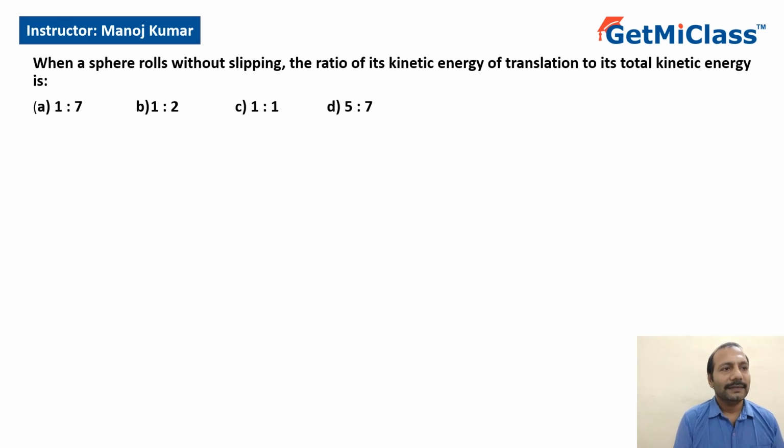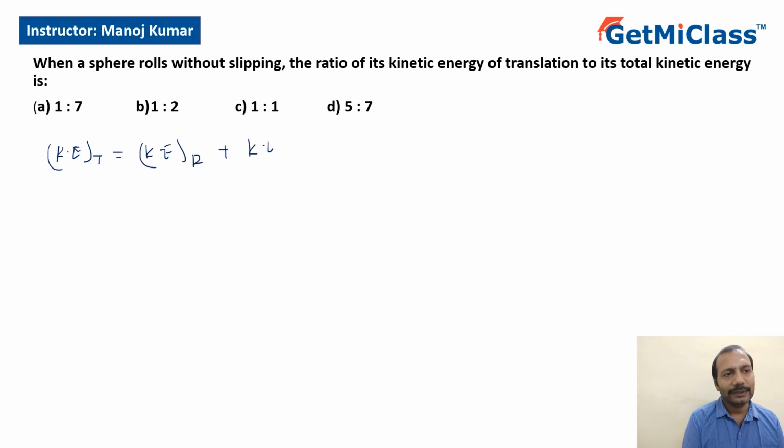This question says when a sphere rolls without slipping, the ratio of its kinetic energy of translation to its total kinetic energy is. So total kinetic energy is the sum of rotational kinetic energy and translational kinetic energy. So I can write total kinetic energy T equal to kinetic energy due to rotation plus kinetic energy due to translation, right?